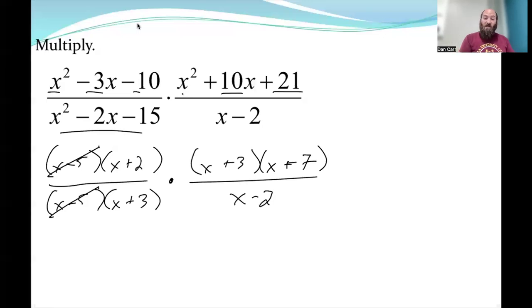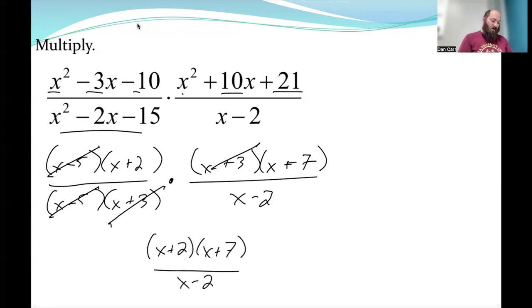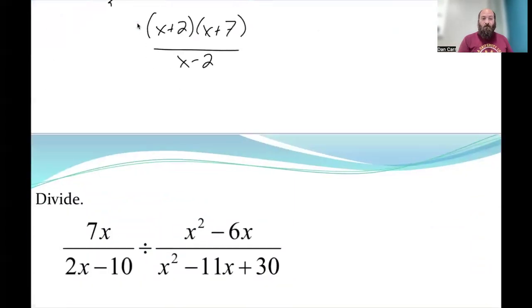But then I could look diagonally. X plus 3 matches up with x plus 3, so let's cancel those. Nothing else cancels. Plus 2 and minus 2 do not cancel each other out. So I'm just going to write it out as x plus 2, x plus 7 over x minus 2. And that's my multiplication there. You could, if you really wanted to, go ahead and distribute the numerator. It's not necessary. We'll just leave it like this.